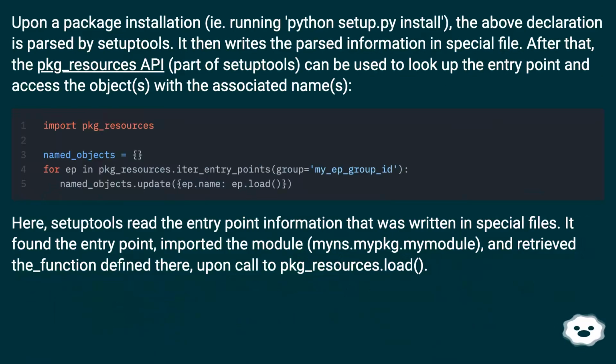Upon a package installation, e.g. running python setup.py install, the above declaration is parsed by setuptools. It then writes the parsed information in a special file. After that, the pkg_resources API, part of setuptools, can be used to look up the entry point and access the objects with the associated names.